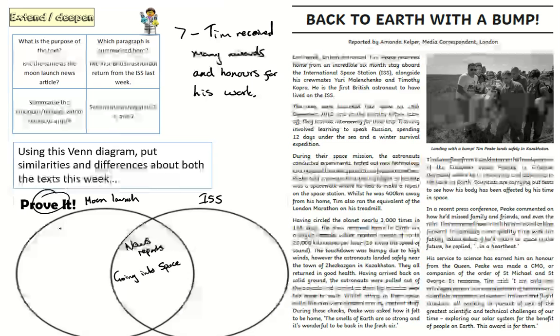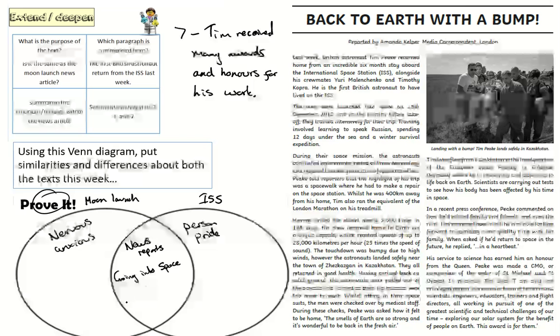I think for the moon launch, there's a lot more about nervous, anxious, whereas the ISS is a lot more about personal pride. In both, though, there is a huge sense of achievement because it was successful. I think both of them have got quotes from people, haven't they, as they're a newspaper report. I'm running out of room already. Obviously, there's a headline of both and things like that.